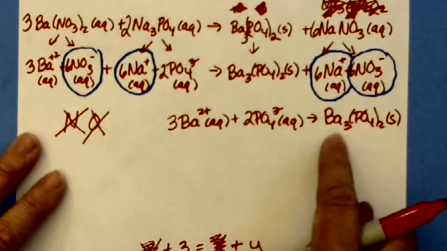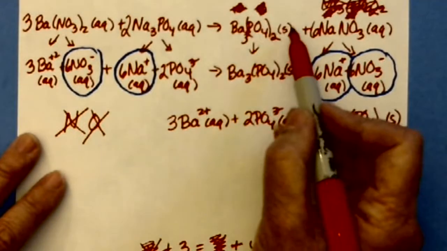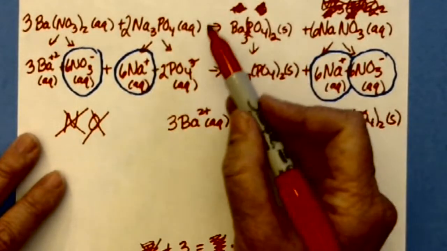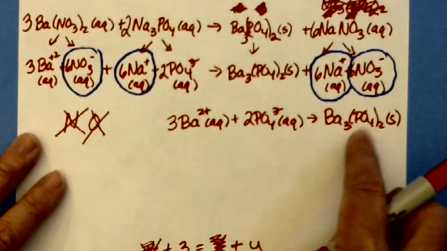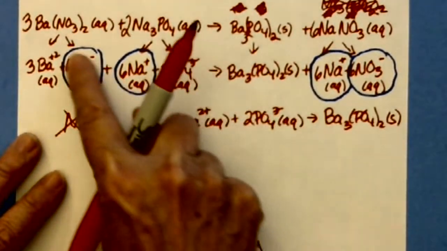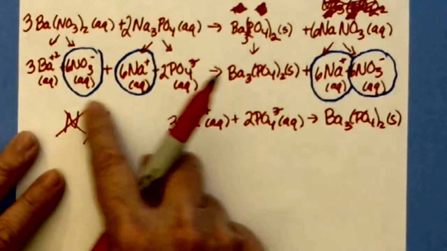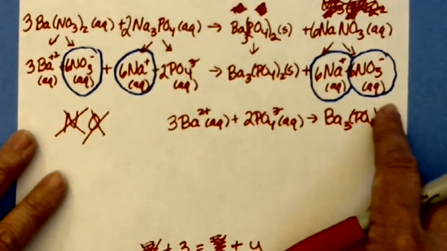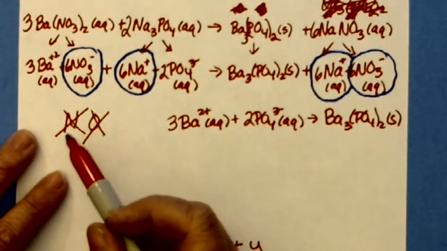So if I had to go directly to this equation first, I could find out the solid that I have and then figure out what ions would go together to make this solid. So I could almost go from here to here without doing total ionic. So why do we do total ionic in the first place? One, because it's a good representation of what's really going on.